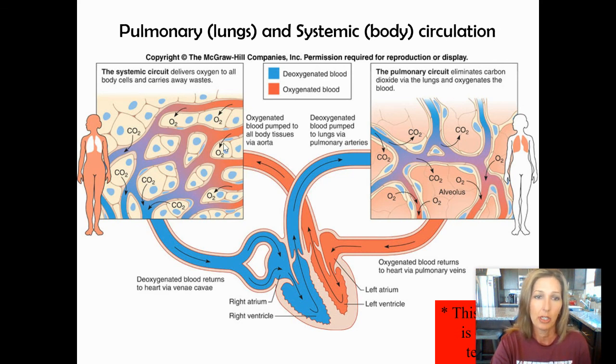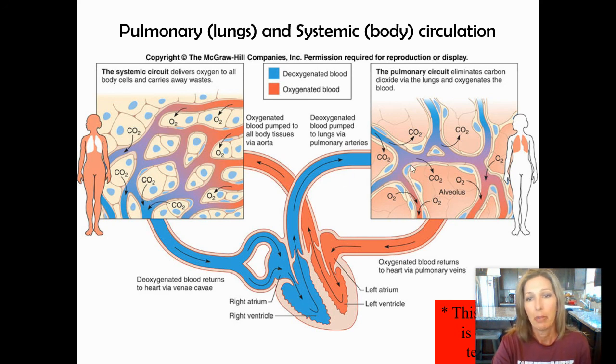This is where oxygen is now going to be delivered to all the cells of your body so they can perform aerobic respiration. And this is also now where your cells are going to get rid of carbon dioxide, and your blood's going to pick up and dissolve that carbon dioxide back in it so it can return it back to the right side of the heart.